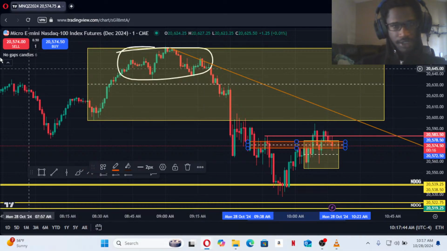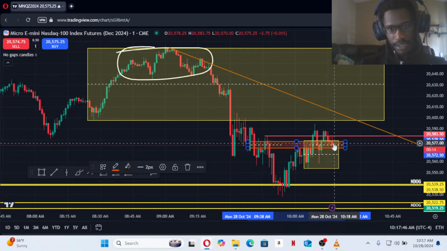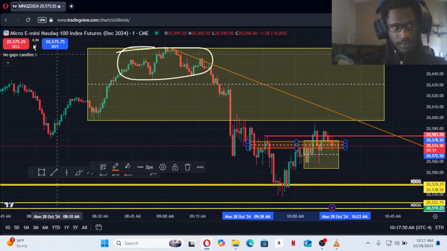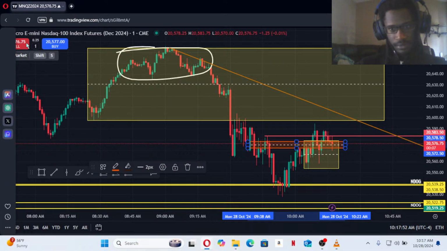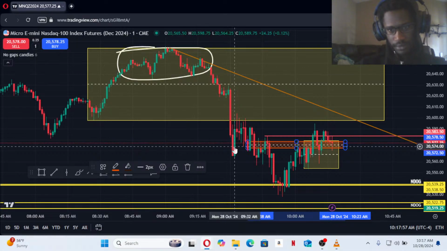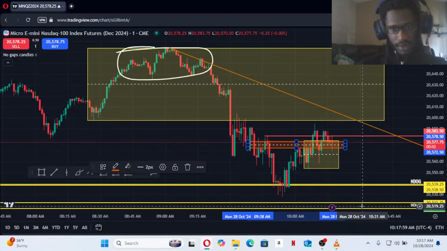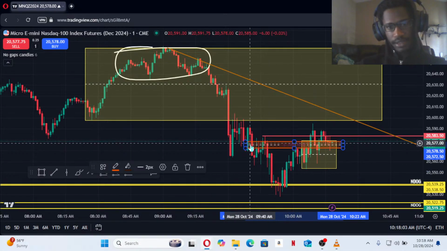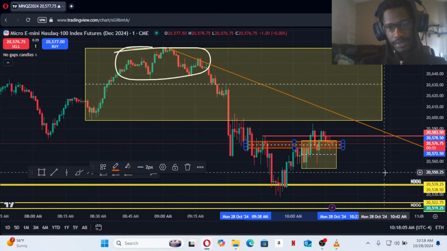That could have been an entry right up here. It's playing with that gap. It's using this gap at the moment.